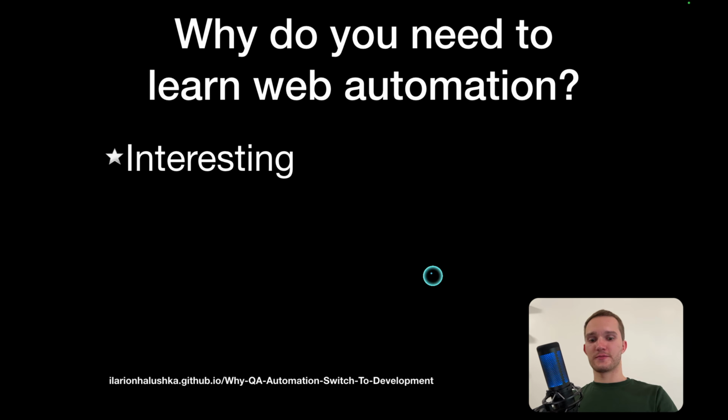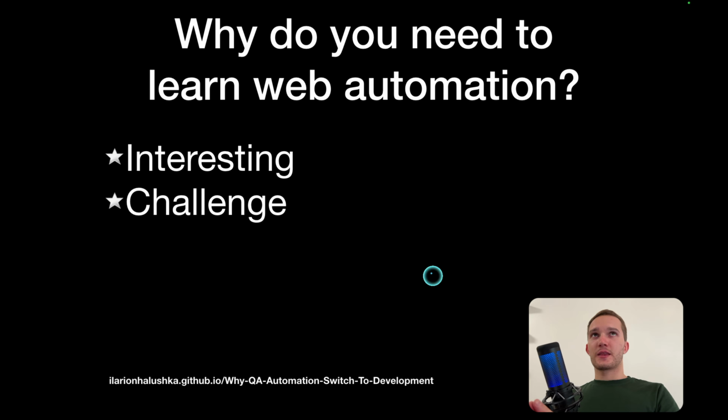Secondly, I think that this might be a new challenge for you. If you've been working as a manual QA engineer and you feel like you are stuck, you learned all the tools that you have to work with as a manual QA engineer, and you feel like you've reached the top and you need something new, some new challenge. You feel like your current duties at work are boring, so automation is a good choice, a good way for you.